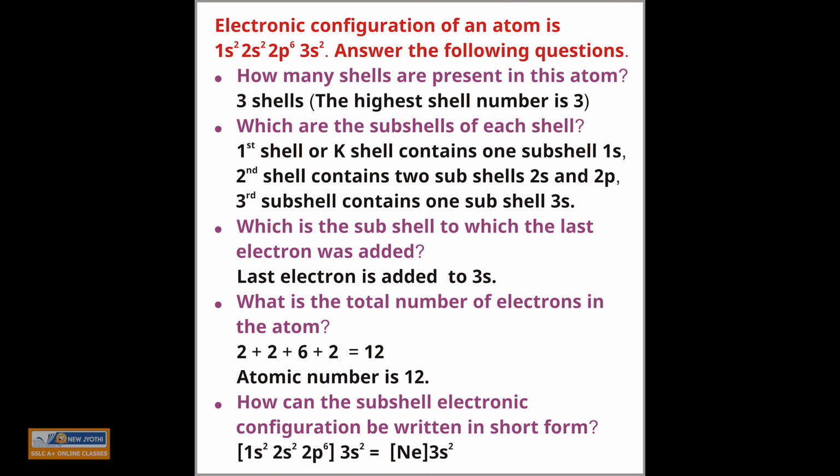How can the subshell electronic configuration be written in short form? So we know the electronic configuration as 1s2, 2s2, 2p6, 3s2. The preceding noble gas is neon. Its electronic configuration is 1s2, 2s2, 2p6. So it can be written as, in the square bracket neon, then 3s2.